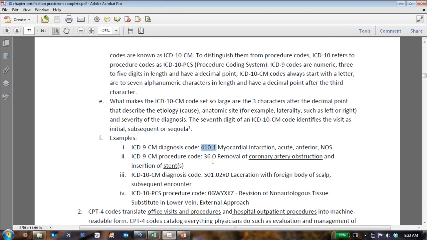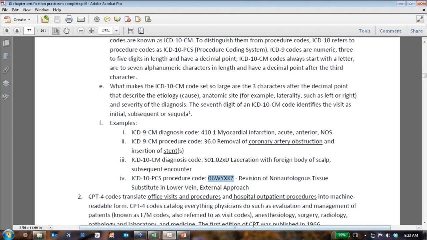Here's a typical format for one. Here's a procedure code. You can tell by the size and the structure of the code what it is. But look at how complicated the ICD-10 codes look. Again, you can tell by the structure of it whether it's a diagnosis or procedure code. But there's no similarity there to our existing ICD-9 system at all. So that's the backbone of our system.